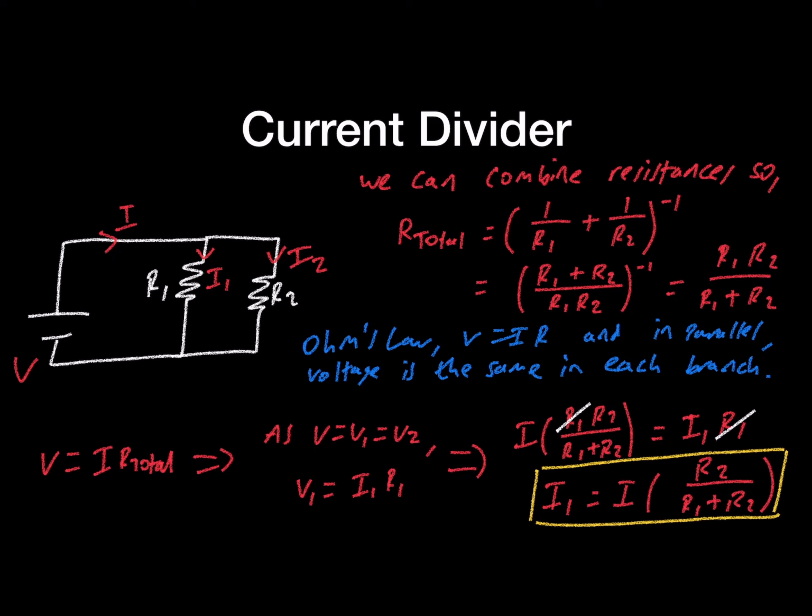It is useful to think of this as the current following the path of least resistance. So if R1 is much larger than R2, then I2 will be much larger than I1.